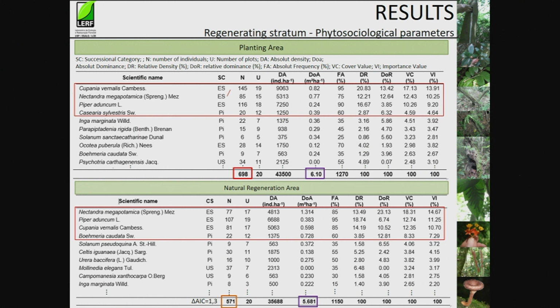As well, in the tree stratum, we saw the species were almost the same, but in different orders of importance value. But here, the density were influenced by the site, showing higher density in the planting area. But the basal area was not influenced by the site.